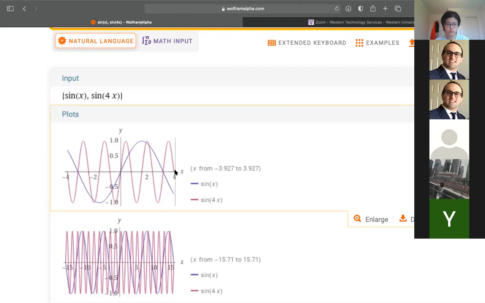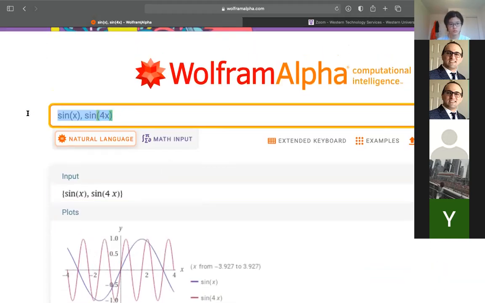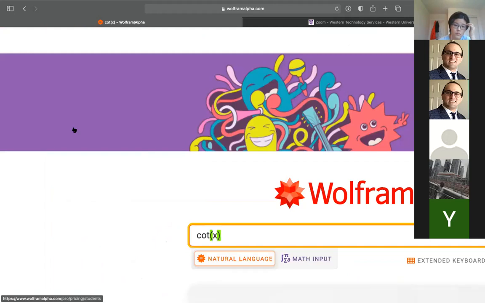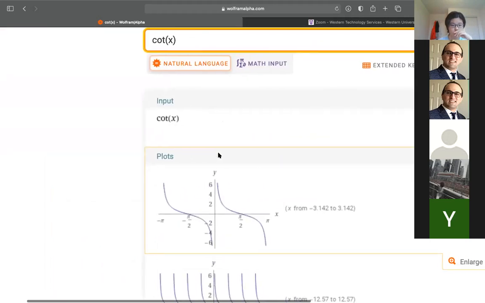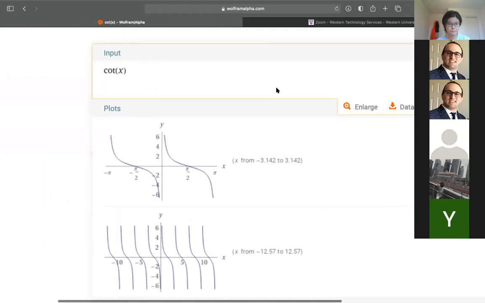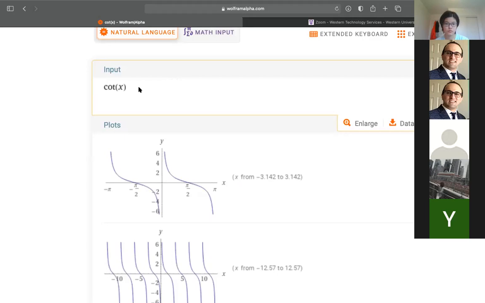It goes 4 times faster, I mean 4 cycles per unit time, than sine, if you imagine that the x-axis is t. And this is cotangent of x. So x equal to 0 is a vertical asymptote. x equal to pi is a vertical asymptote. x equal to negative pi is a vertical asymptote. Any integer multiple of pi is a vertical asymptote.